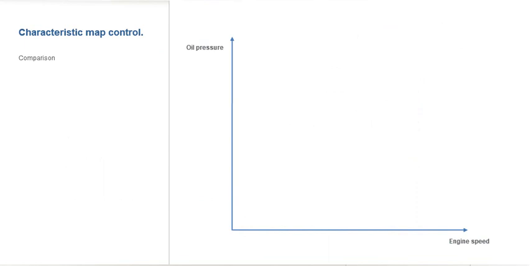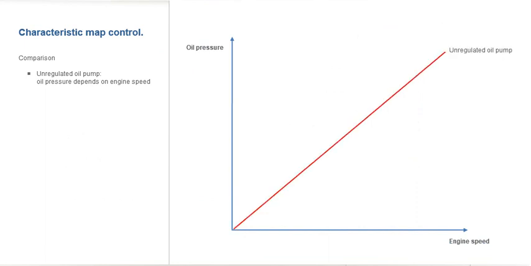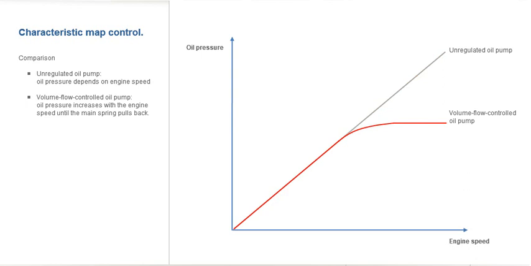But what do these various pump control systems effectively achieve? If the oil pump is unregulated, the oil pressure essentially depends on the engine speed. When the engine speed increases, the oil pressure also increases. With a volume flow controlled oil pump, the oil pressure initially increases with the engine speed until it is high enough to push the mainspring back and therefore reduce the delivery rate of the oil pump. With a characteristic map-controlled oil pump, the oil pressure can be set more or less arbitrarily, depending of course on the performance scope of the oil pump.